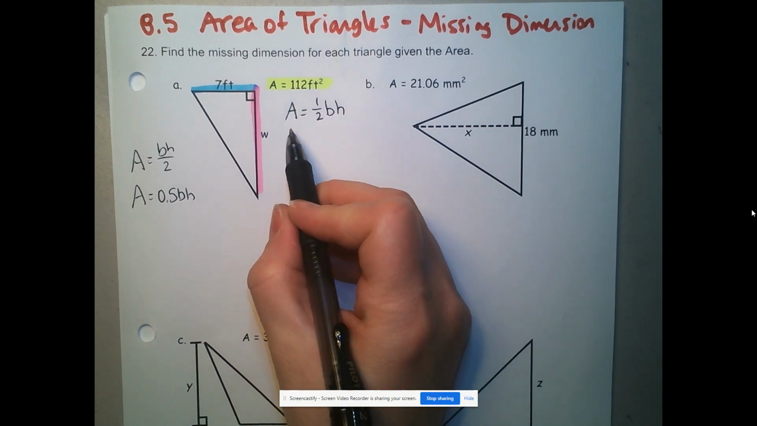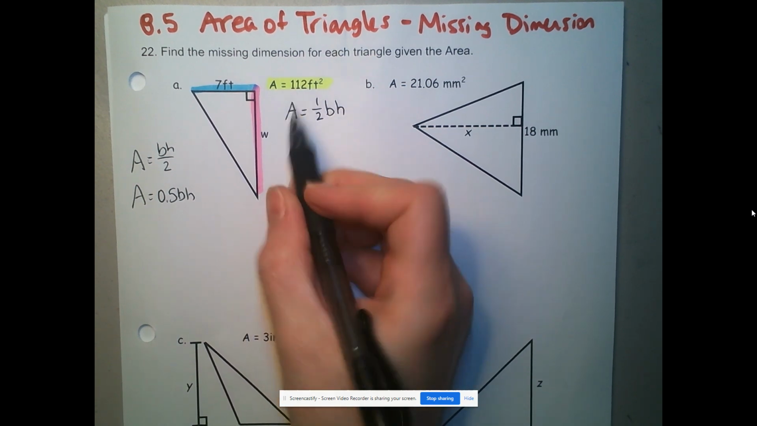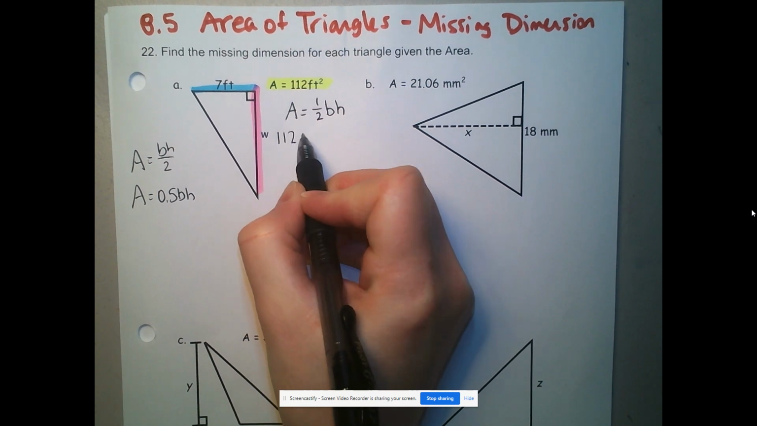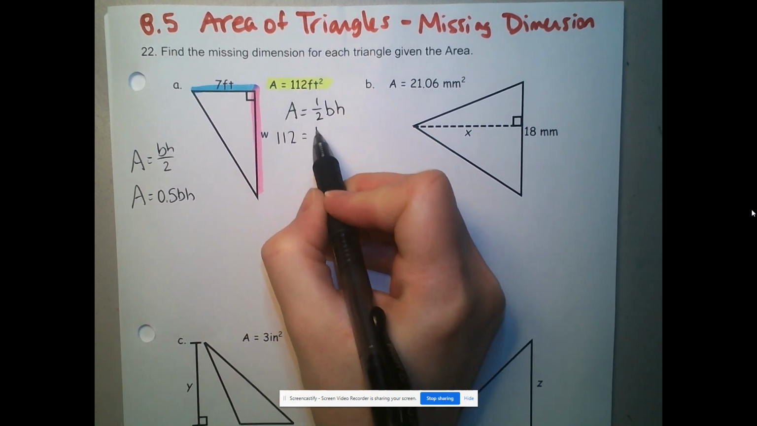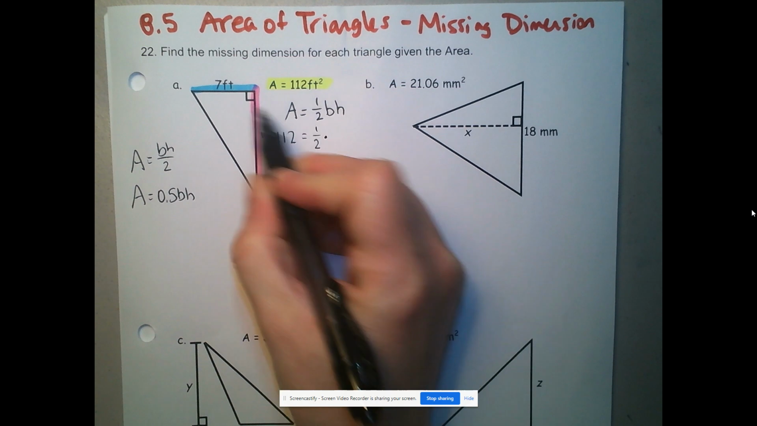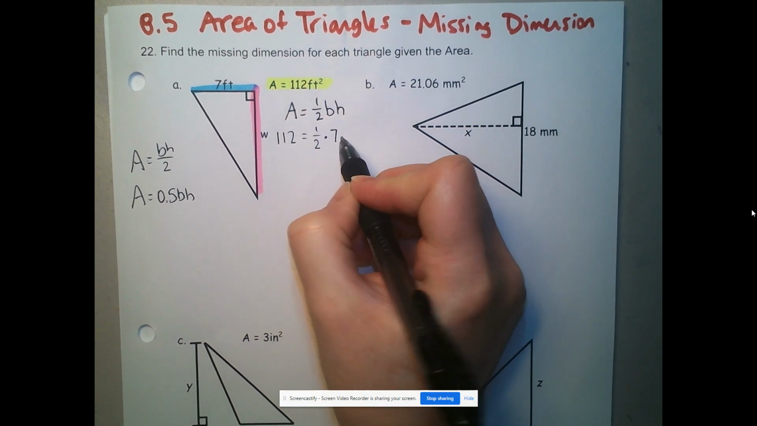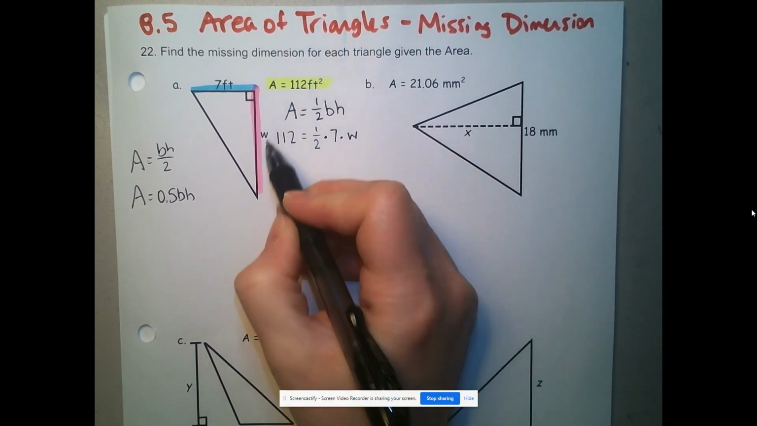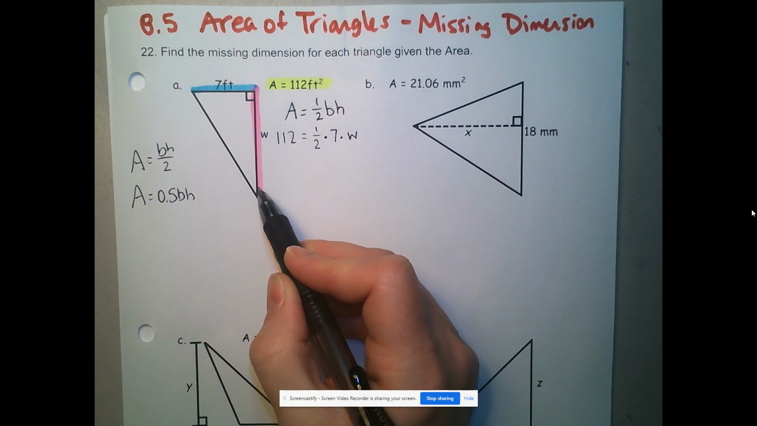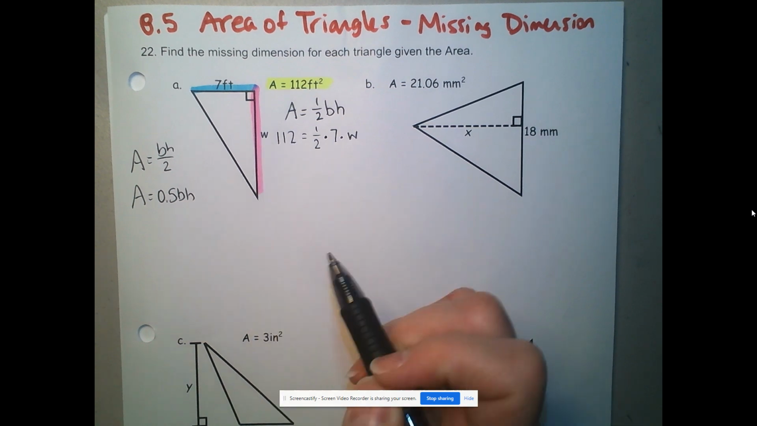So first I'm going to plug in everything I know. Instead of the A, I'm going to put the 112 there because that is the area. The 1/2 doesn't change. The base is a 7, and the height is the thing I don't know. Now, in the picture here where they're using W for the height, if you were to put H, we would still know what you meant, but we're solving for that missing dimension.